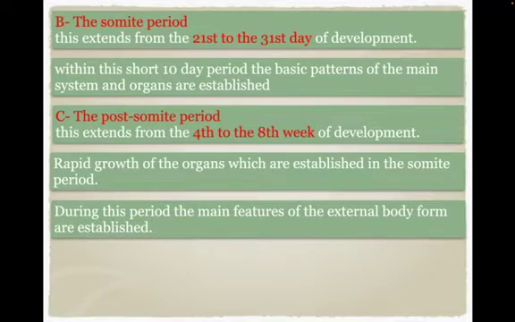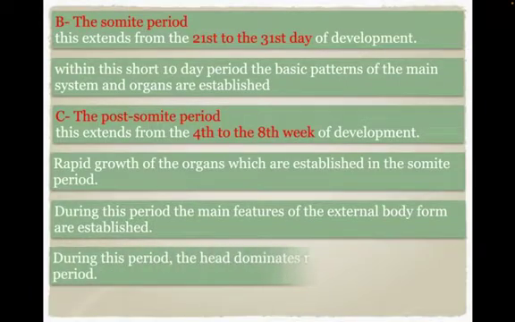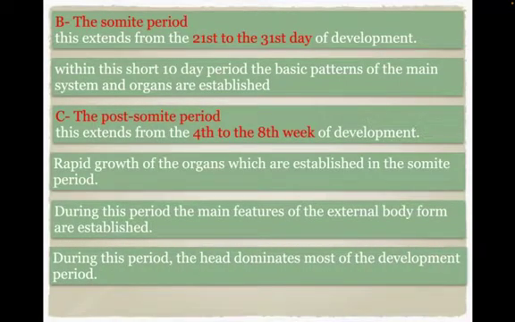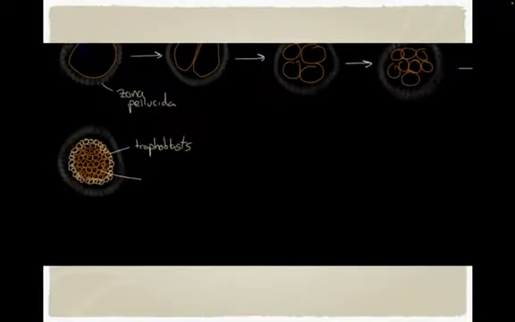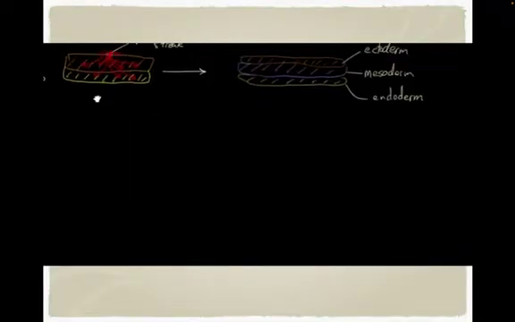The main feature of this one is that the external form of the body is already established, and the head dominates the whole development and the whole size. So mainly the head is the main size and the main development in that stage. And at the end of this stage, the embryo is no more called embryo, we call it fetus at the end of the 8th week. So that's what's going to happen exactly.